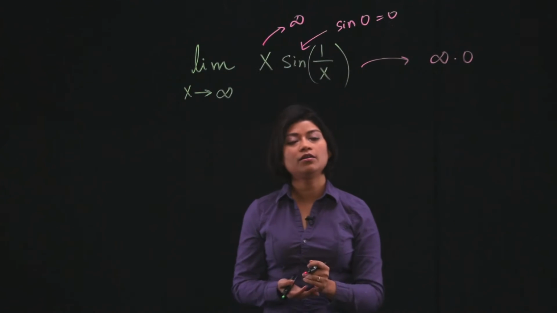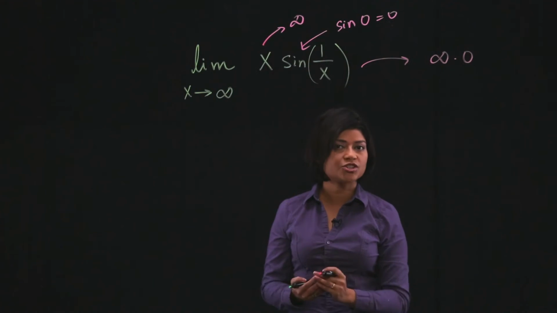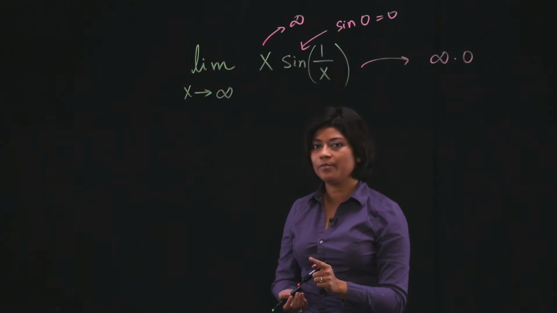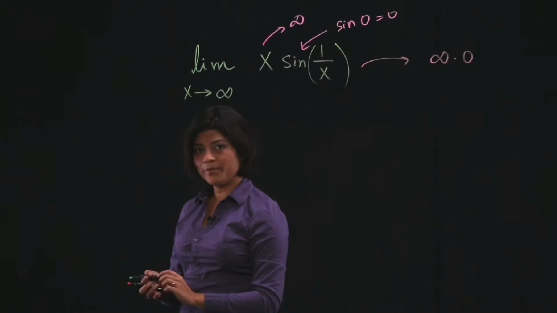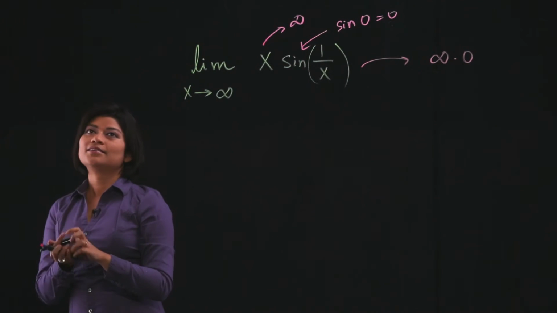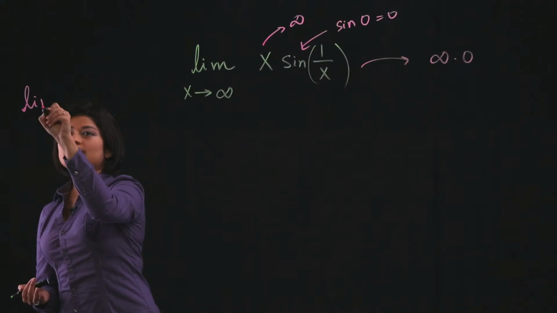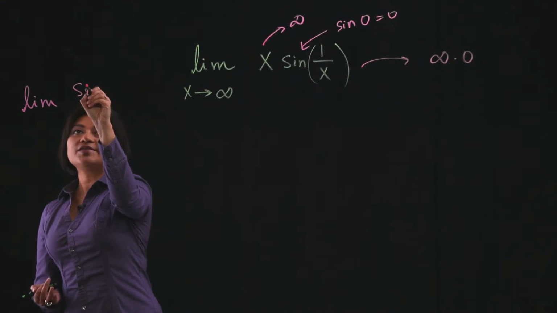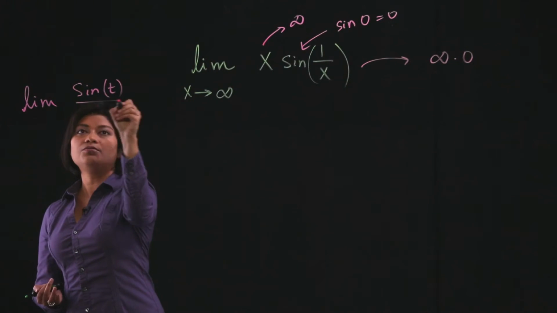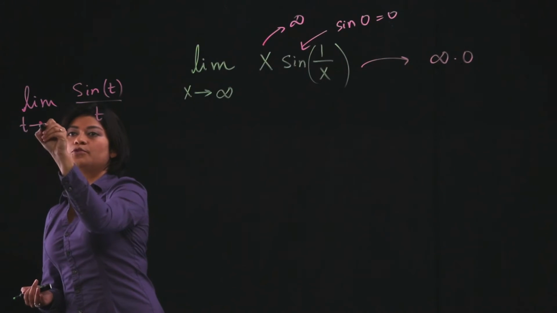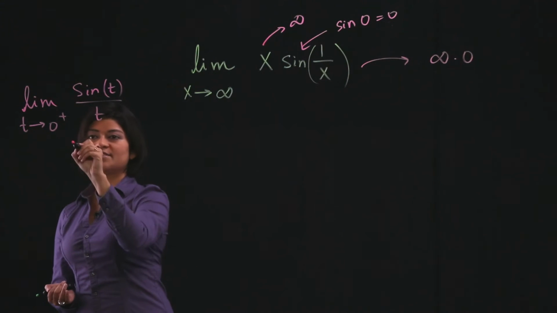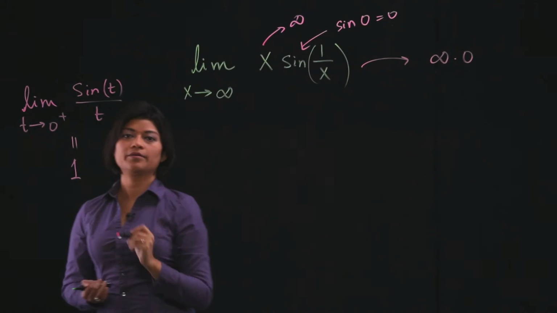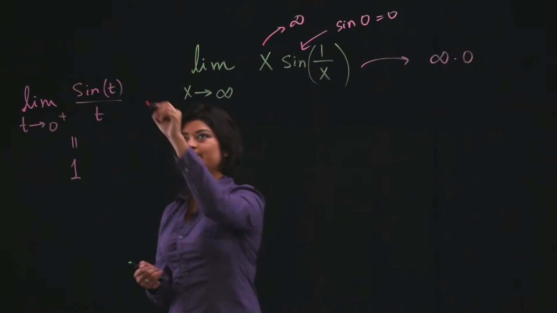Now, if you recall, we know about some special limits, and one of them actually involves the sine function. Do you remember what that limit is? It is the limit of the function, say, sine of t over t, as t approaches 0 from the positive side. And the special limit is 1. So you already know this.